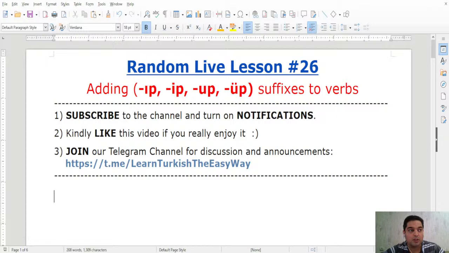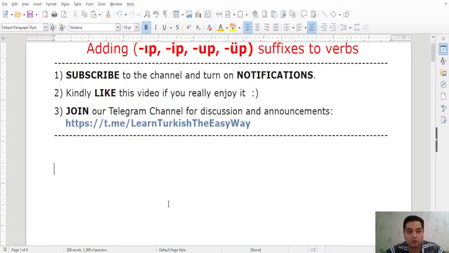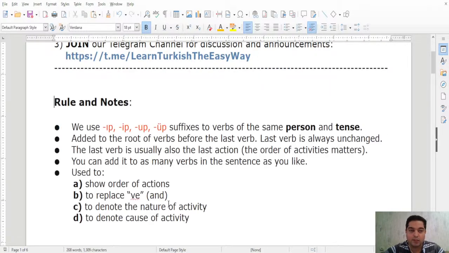So let's see now what the grammar structure is. I'm also checking the second screen here. Sometimes people ask why I'm looking at the left side, so I have a second screen here where I project other things for easiness purposes. So what is the rule of adding this up, ip, up suffix to the verbs? What is the purpose? How do we do it? Okay, so let's go and look at that. Let me bring it up.